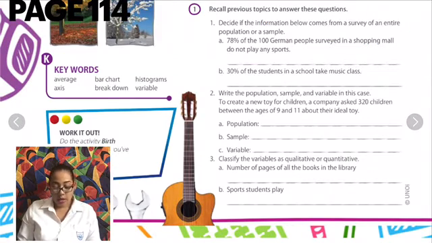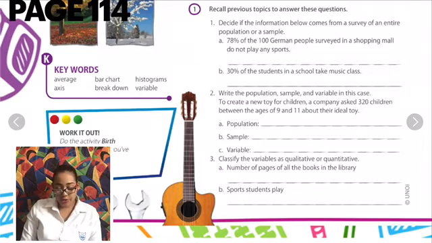Now we're going to do exercise number 1. Before that, you have to read it. Let's read it together, and then I will give you some minutes so you can do it. Afterwards we're going to check the answers together. But before that, let's read the keywords: average, axis, bar chart, breakdown, histograms, and variable.